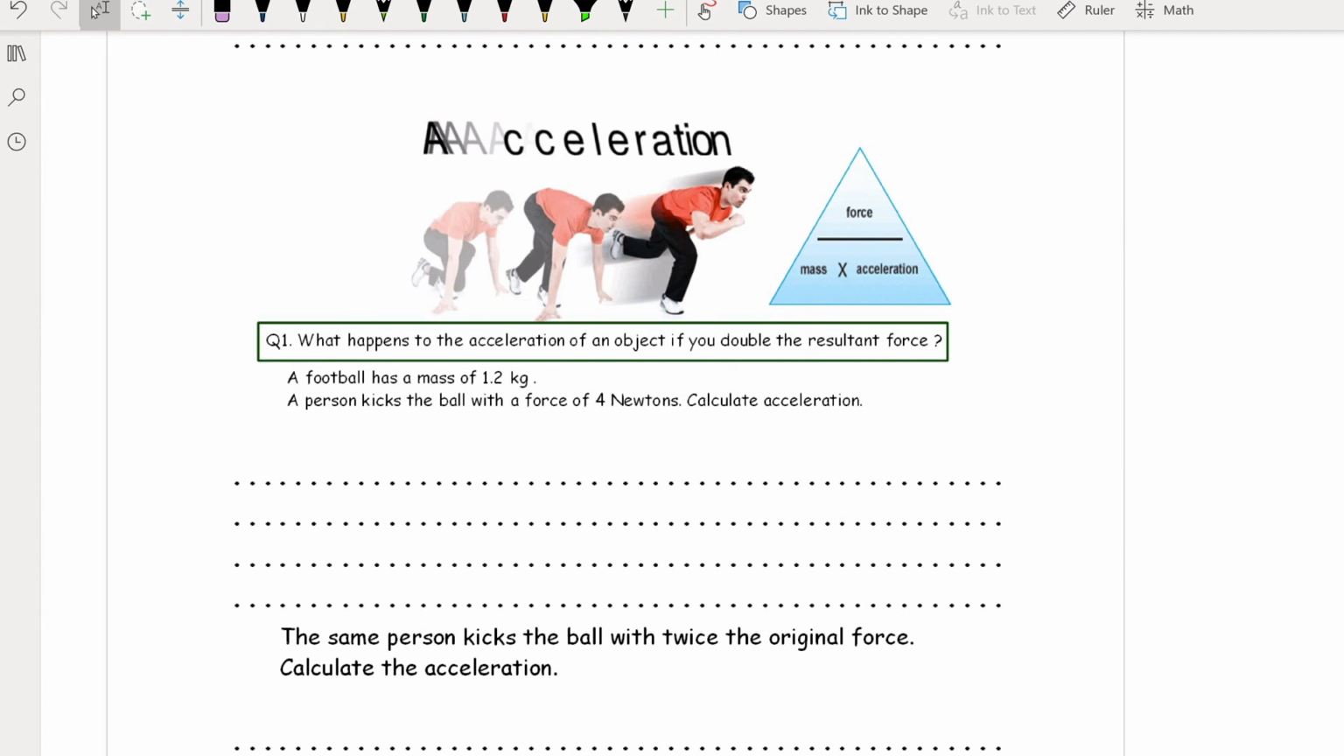Question 1 underneath. What happens to the acceleration of an object if you double the resultant force? A football has a mass of 1.2. A person kicks a ball with 4 newtons. Calculate the acceleration.